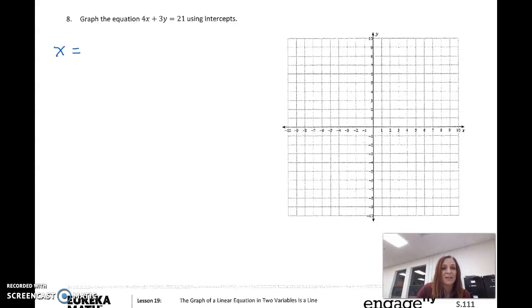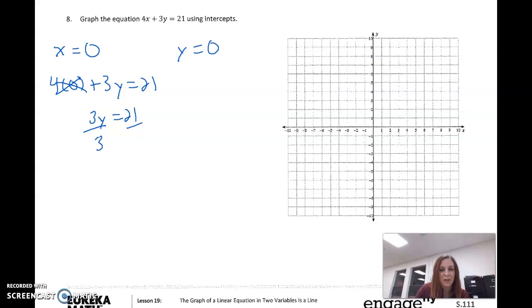So I'm going to say x is 0 and y is 0 to get 2 points. Because remember, we can fill in whatever we want, as long as we solve the equation for the unknown. So I'm going to go 4 times 0 plus 3y equals 21. That's gone. I'm left with 3y equals 21. Divide by 3, divide by 3. y equals 7. So this is the point 0, 7. X value first, then y value.